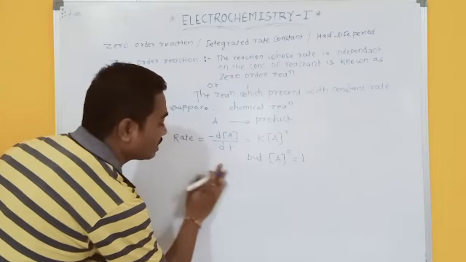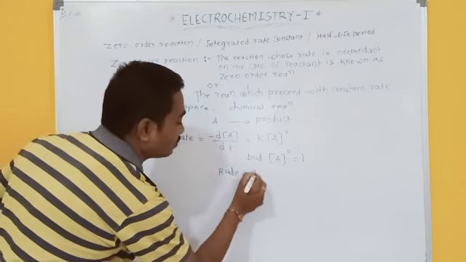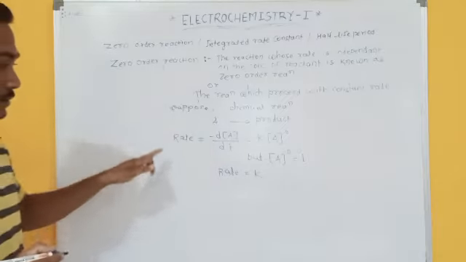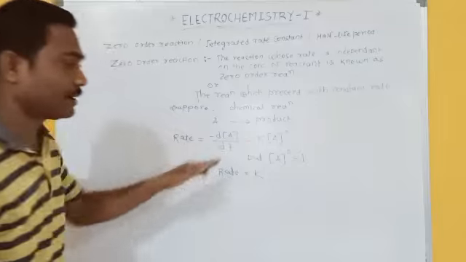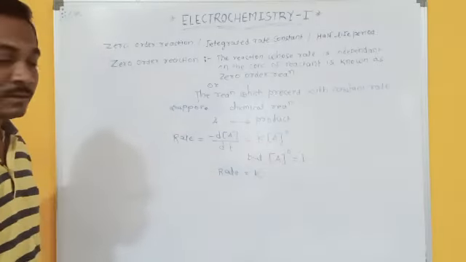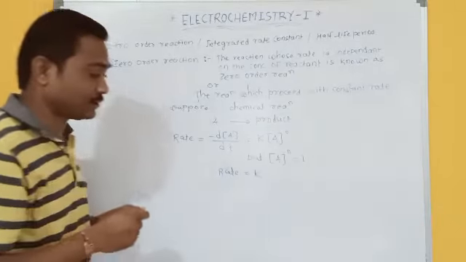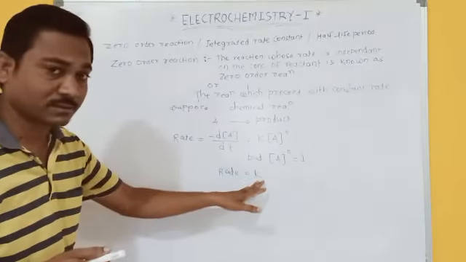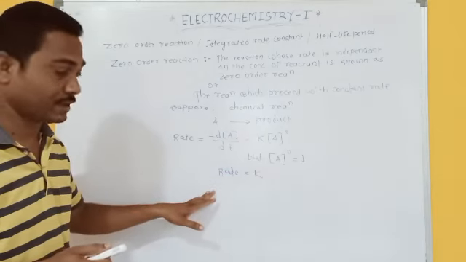Minus dA by dt, or rate, is equal to K. Rate is equal to minus dA by dt, or directly K times 1, since A raised to power 0 means 1. That means in a zero order reaction, the rate constant is always equal to the rate of reaction.